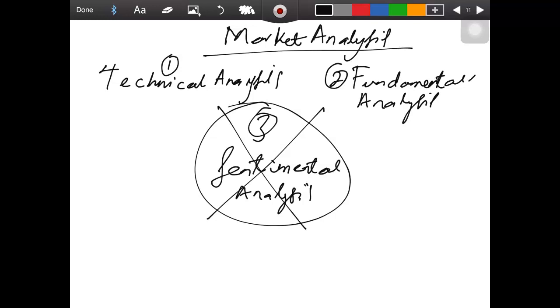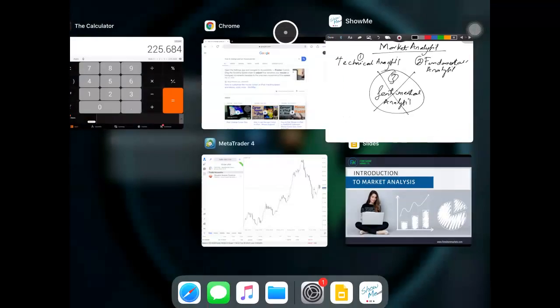We'll be going into technical analysis first of all, and when we are done with technical analysis, we'll go into fundamental analysis. Technical analysis is basically being able to look at price history that you see on the charts, all the charts that we've been looking at.